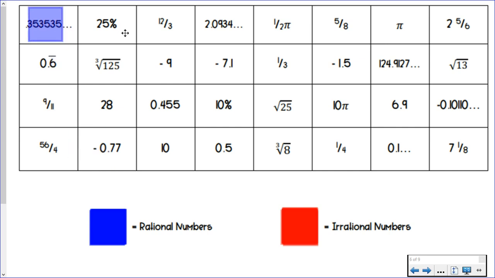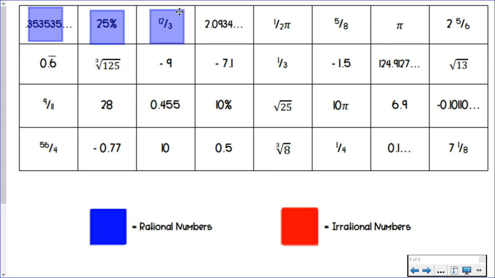Going to the next one, 25%. I can write 25% as a fraction, 25 over 100, so that is rational. 12 over 3 is a fraction, so it's rational. That's easily spotted. So again, our rational numbers are really easily spotted because they're numbers that we know. Irrational numbers are a little bit different.